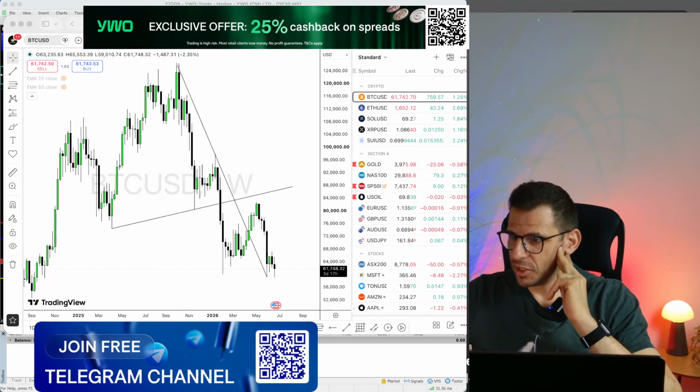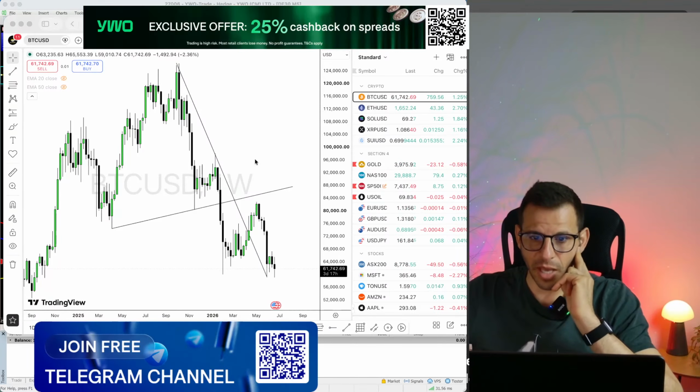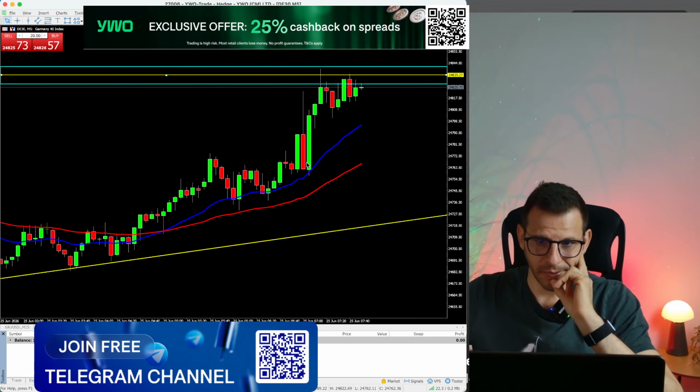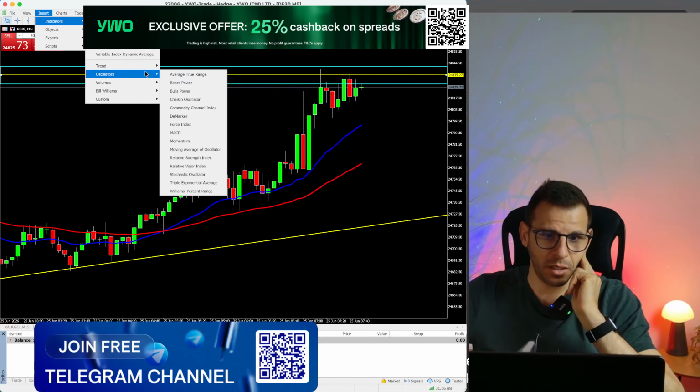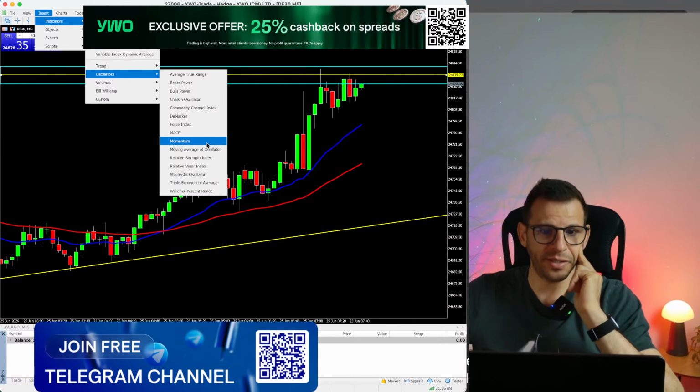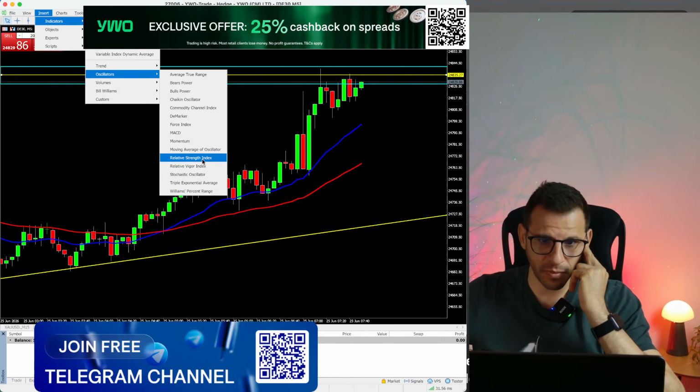I see a divergence on DAX on the 5-minute. What do you think, Theo? Divergences on DAX on the 5-minute. Negative divergences, bearish. On the RSI, on MACD.